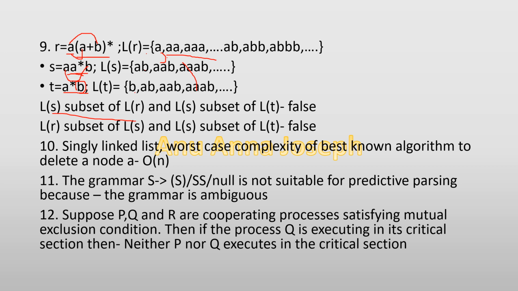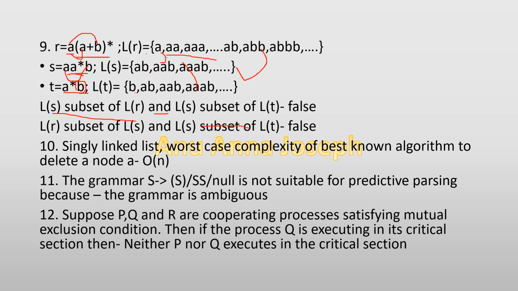But here it is given like AND. When AND is there, both must be true. So this is false. And L of R is a subset of L of S. L of R. Is it a subset of L of S? No, which is not a subset. So this is also false. Both the statements are false.